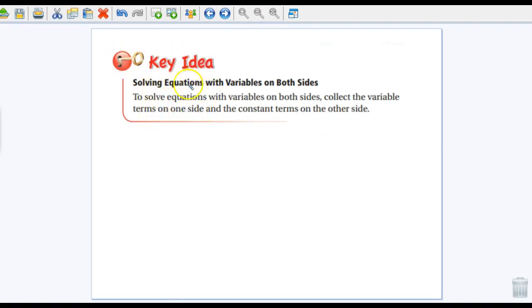So I want you to copy down my key idea here. Solving equations with variables on both sides. In order to solve equations with variables on both sides, you're going to collect the variable terms on one side and the constant terms on the other side. So what we're going to do is move things this way and move things that way. Okay, go ahead and push pause, copy down this main idea, and when you're ready, hit play, and we will continue to the next slide.